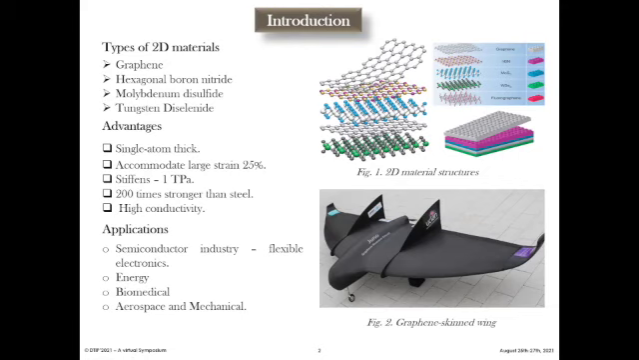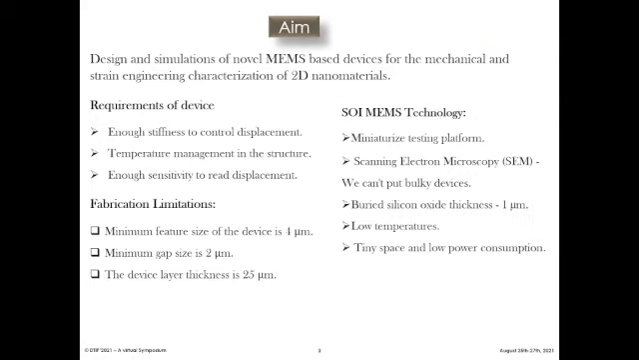So recently, the guys from MIT have developed a graphene skin wing, and they found there are a lot of advantages to it. There is other research going on for rockets and satellites, for solar sails and other structures. So the main aim of our project is the design and simulation of novel MEMS devices for the mechanical and strain engineering characterization of 2D nanomaterials.